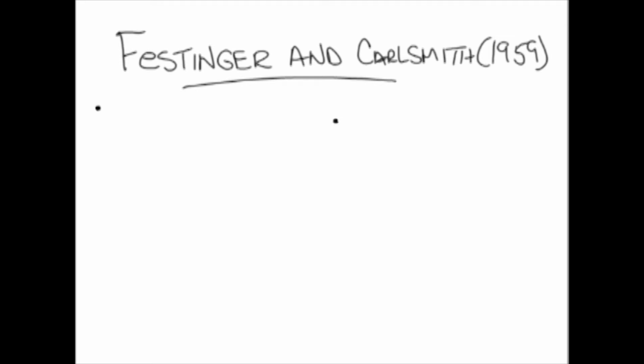Cognitive dissonance. This is the last thing I want to talk about today. Festinger and Carl Smith, 1959. This is a fantastic study. Your book talks about it. They diagram this out a little bit differently. I think even though the diagram that your book has looks more dramatic, mine's probably more accurate.